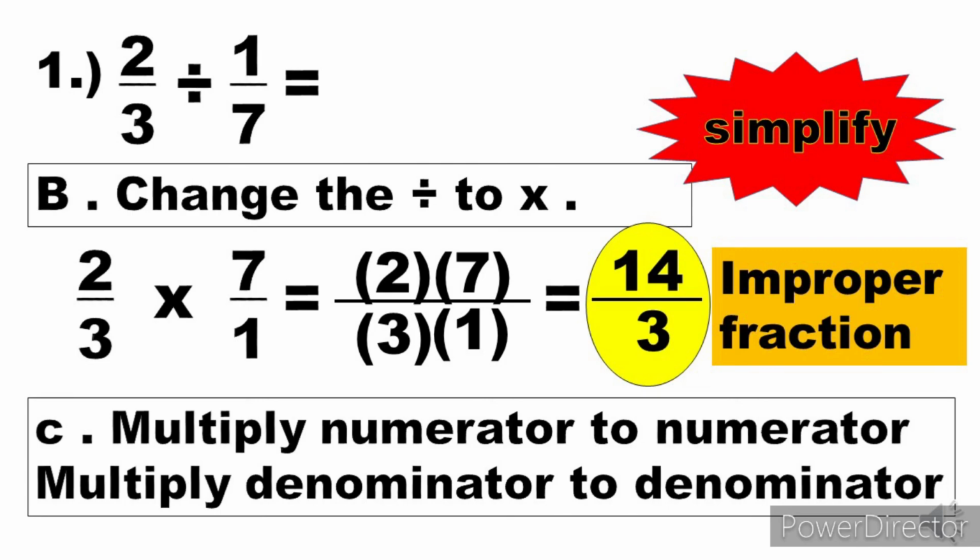So, 2 times 7 is 14. 3 times 1 is 3. Okay? So, ang result natin, ang quotient natin is 14 over 3, which is improper fraction. Kapag ang quotient ay improper fraction, kailangan nating i-simplify at gawing mixed number.